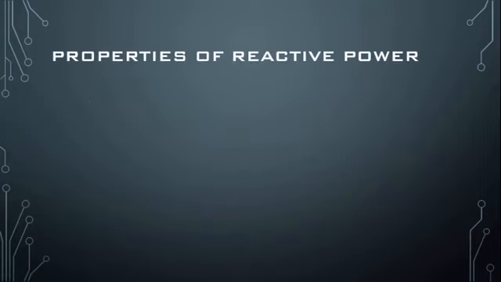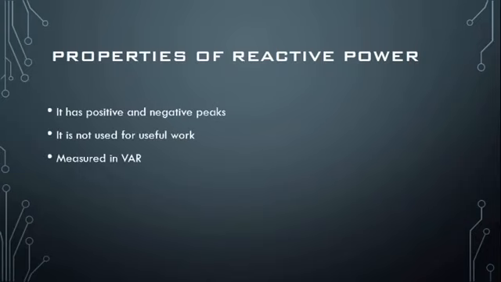Now let us see some of the basic properties of reactive power. It has a positive and negative peak. It is not used for useful work because the power is surging back and forth, which is not used by the system. That's why it is not used for useful work. It is measured in VAR. VAR means volt ampere reactive.